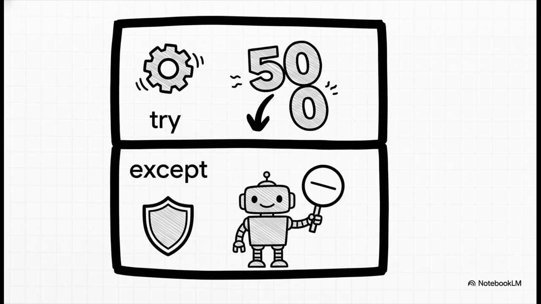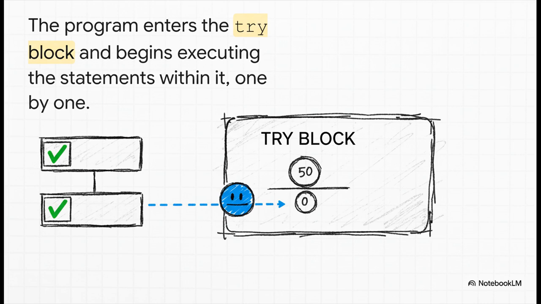It causes an error every single time. So here, we put that risky division inside the try block. Then we set up a handler, an except block, specifically to catch that zero division error. And instead of crashing, we just tell it to print a friendly message. So let's walk through what happens when this code runs.